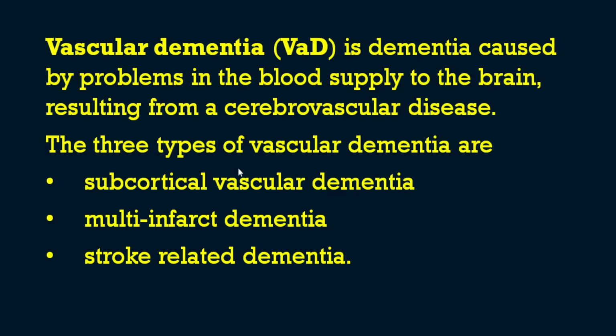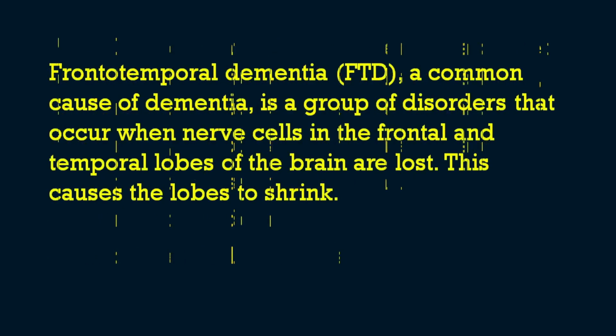The three types of vascular dementia are subcortical, multi-infarct, and stroke related. Okay, subcortical vascular dementia, multi-infarct dementia and stroke related dementia. I am not going in depth into these topics because from an exam point of view this much will be enough. Then another option was frontotemporal dementia.